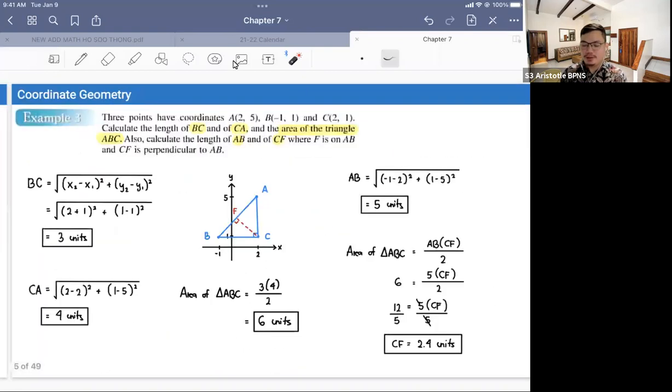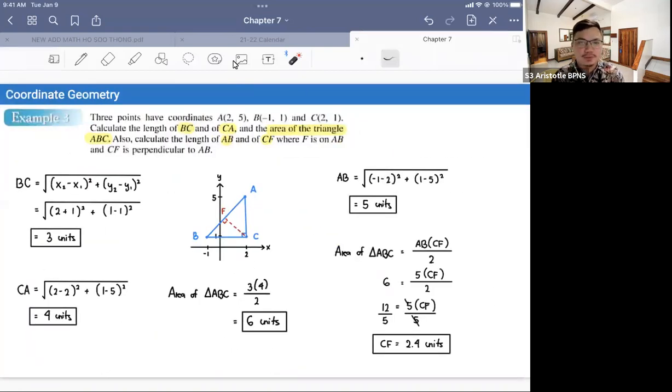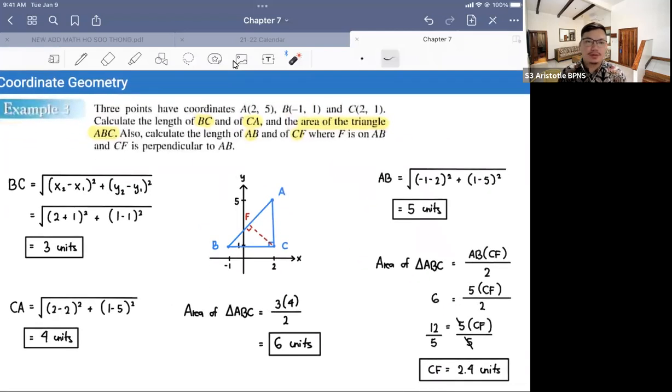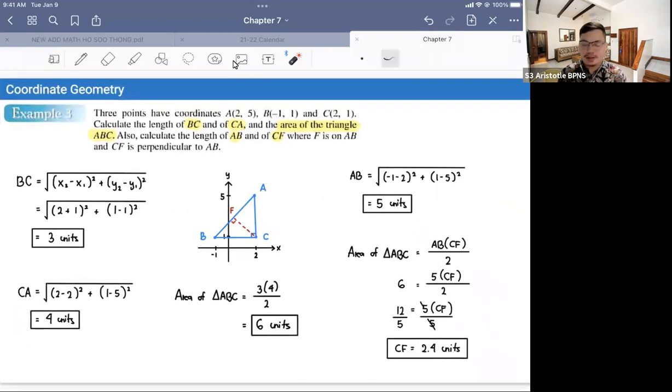Now let's go to example number 3. And after this, you'll do your classwork for this topic. Okay. Example number 3. 3 points have coordinates point A, 2, 5, point B, negative 1, 1, and then point C is at 2, 1. Now, we need to calculate the length of BC and of CA, and then the area of the triangle ABC. And then also, we need to calculate the length of AB and of CF, where F is on AB and CF is perpendicular to AB.